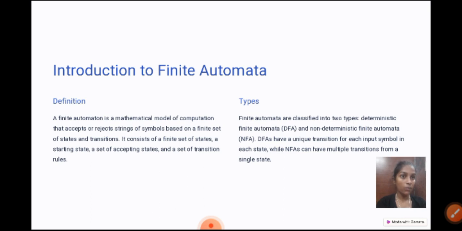Types of finite automata. Finite automata are classified into two types: deterministic finite automata, which is known as DFA, and non-deterministic finite automata, which is known as NFA. A DFA has a unique transition for each input symbol in each state, while an NFA can have multiple transitions from a single state.